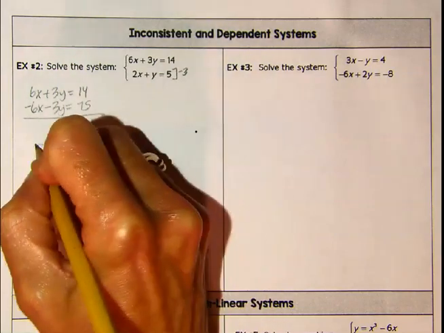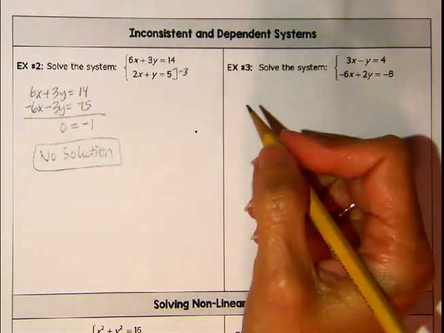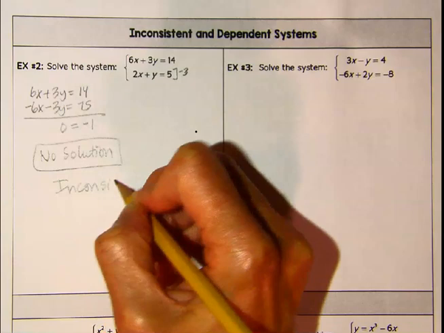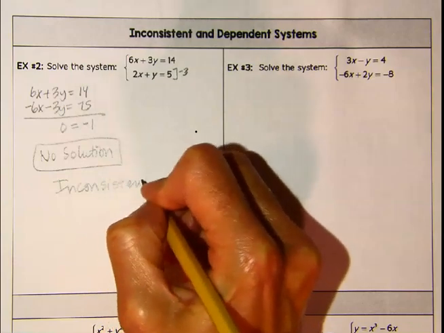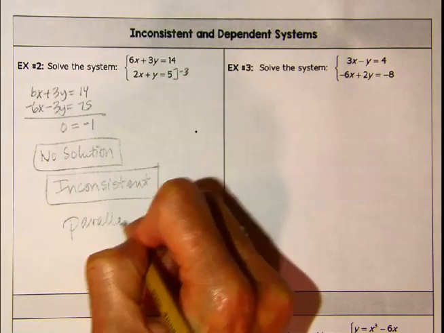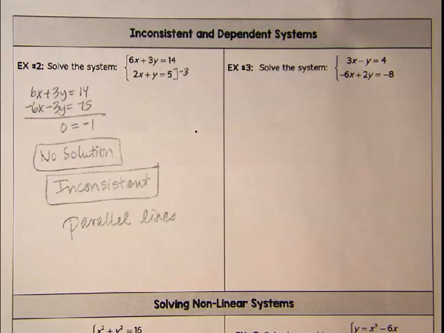This is what it would look like algebraically. Obviously, they're parallel lines, because if I graphed it, it would be parallel. So it's inconsistent. If you want to write parallel lines there, you can, because it obviously is. So that's an inconsistent system.